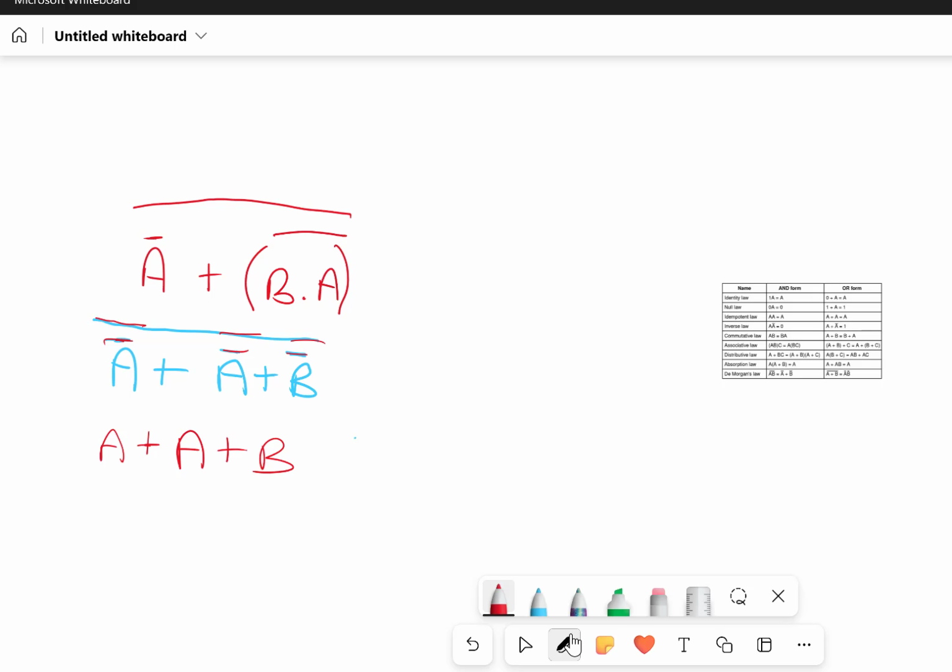But we're not done yet. So we've got to look at the laws again. What pattern can we have? Well, we've got an A here, and we've got an A here. AA equals A.